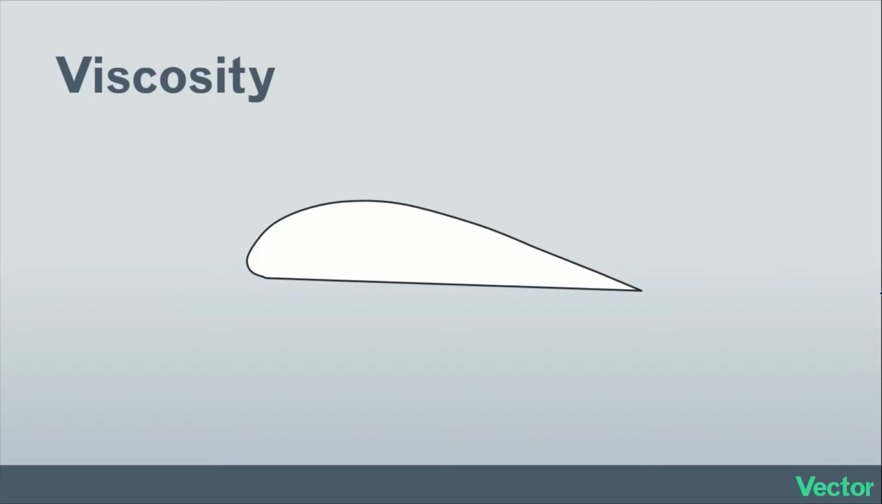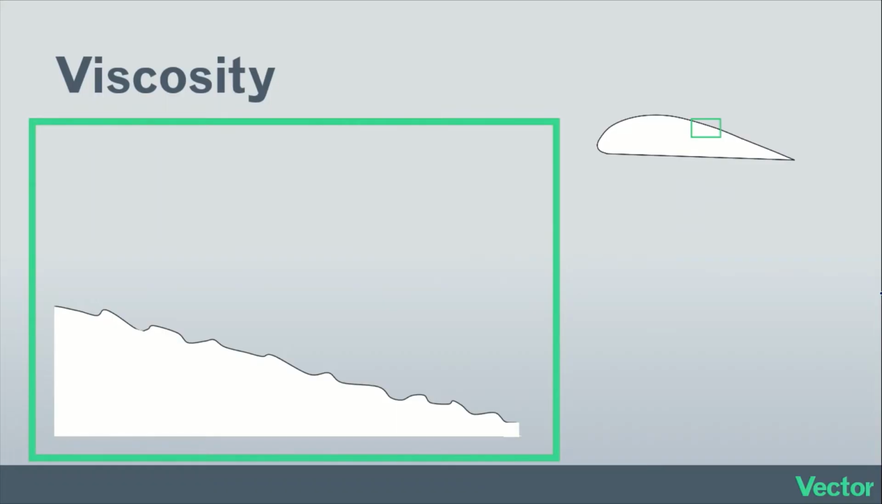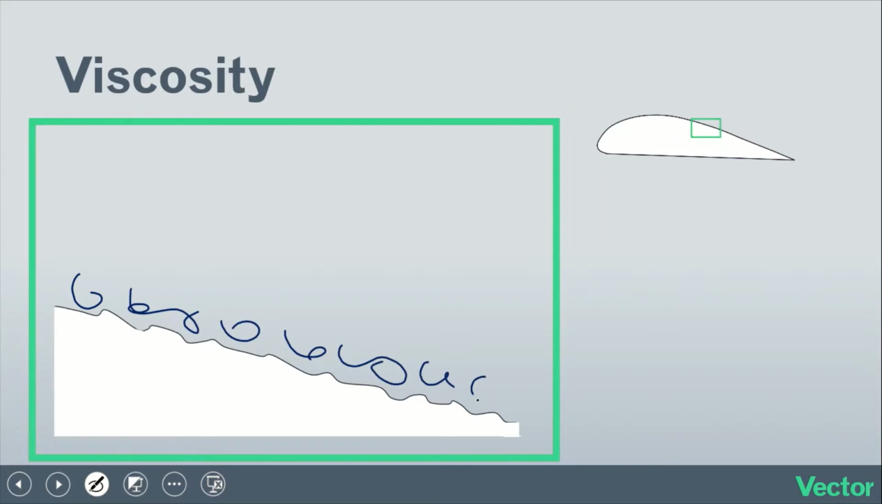So no surface on Earth is perfectly smooth. If we look close at anything, we'll be able to see these tiny little imperfections in the surface of the skin. So as the air flows past the airfoil, the layer of air that flows just above the surface gets caught in these tiny little imperfections and sort of stagnates here.